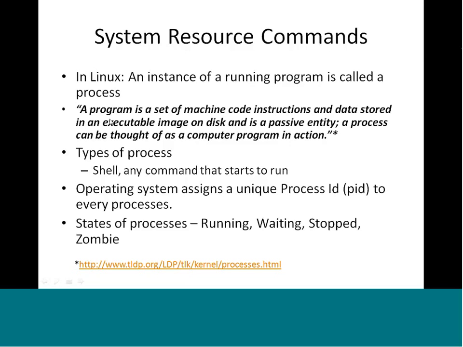The reference defines it as follows: a program is a set of machine code instructions and data stored in an executable image on a disk, and it is a passive entity. So a program is a passive entity which is there on the disk and hasn't been executed. But a process can be thought of as a computer program in action. So when the program moves to the shell and starts executing, that's what is called a process.